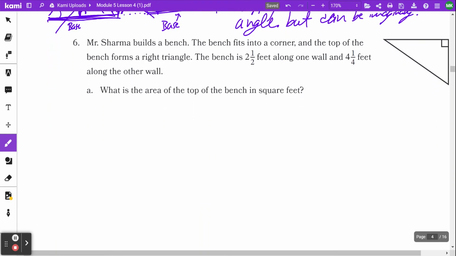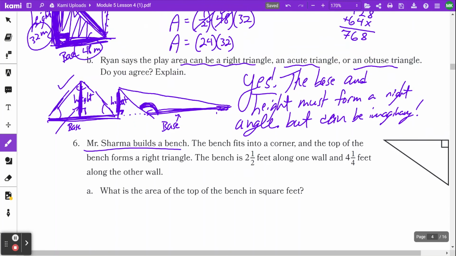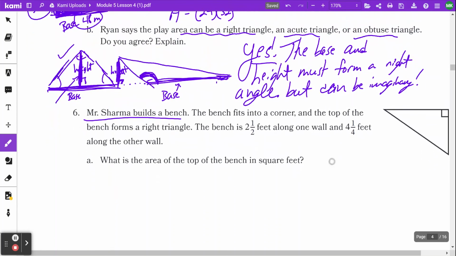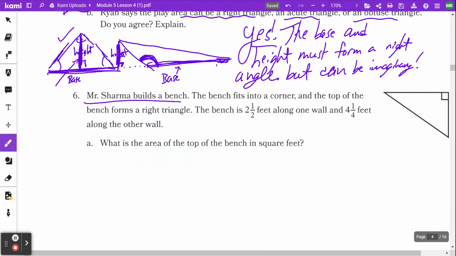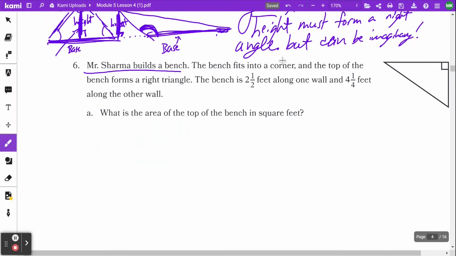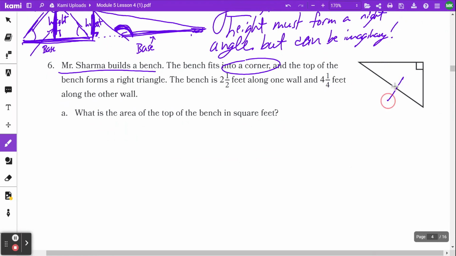Okay, one more. How's this? So now we're building a bench. Why not? Is this the same guy? Mr. Roger? Maybe it's Mr. Ryan Sharma? I don't know. The bench fits into a corner. Okay, well, that tells me there's my corner. A right triangle. The top of the bench forms a right triangle.